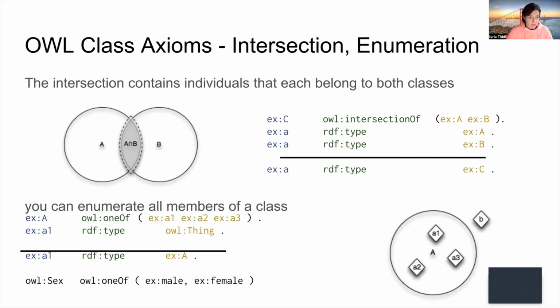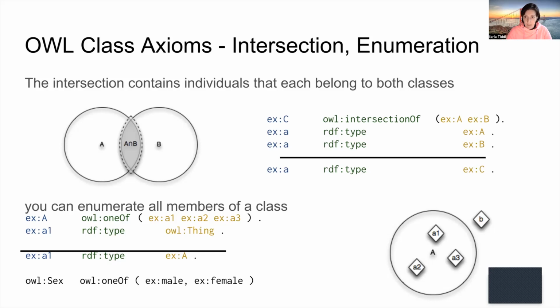Finally, we have intersection. Intersection contains the individuals that can belong to both classes. So this is the opposite of the disjoint union. So C is the intersection of A and B, and then we declare A of type A and A of type B, then A can also be inferred as being of type C.